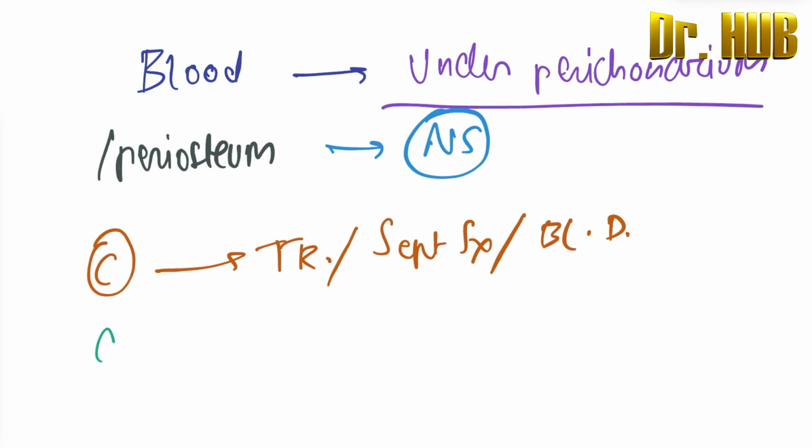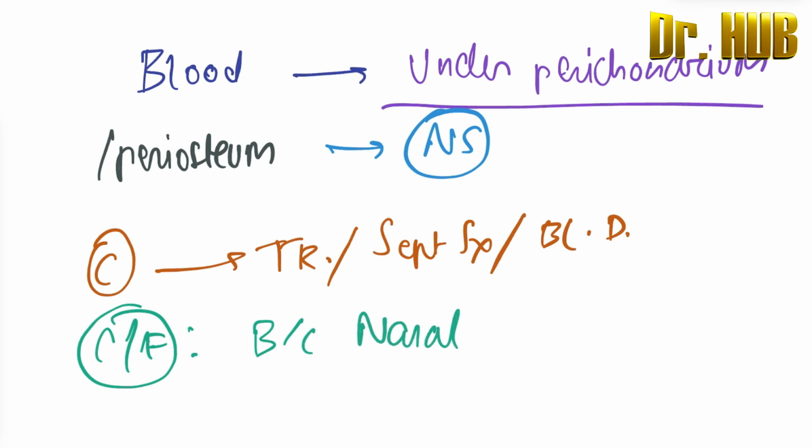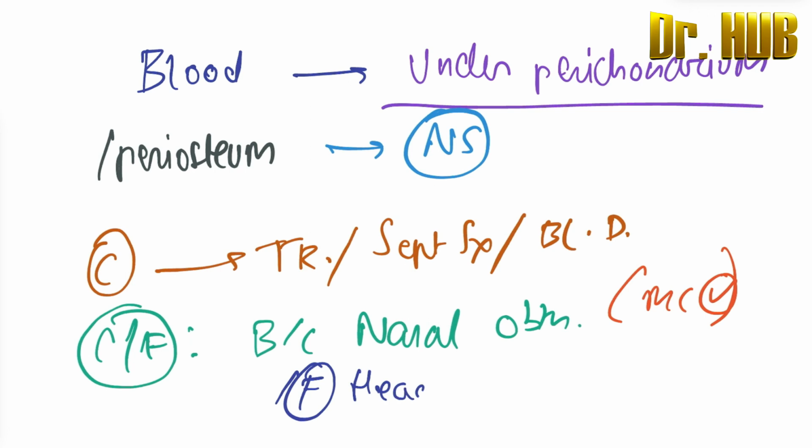How are the clinical features? The clinical features include bilateral nasal obstruction, which is the most common presenting feature in septal hematoma, and there can also be frontal headache.